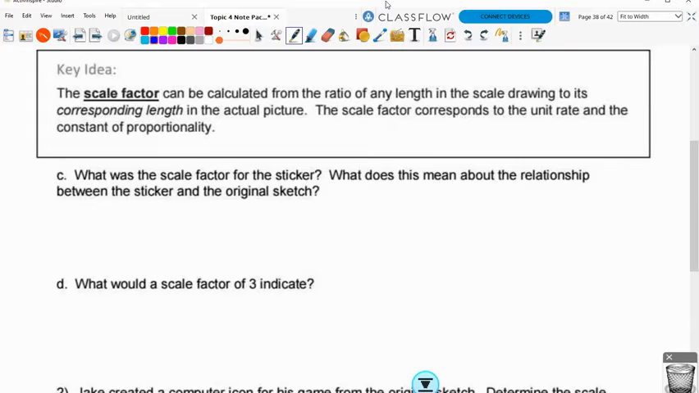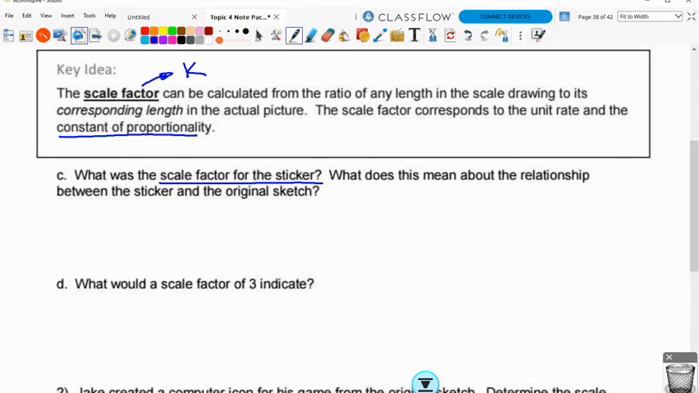So in the box, this is one big key idea that we need to learn today. The scale factor can be calculated by finding the ratio of any length on the scale drawing to its corresponding length in the actual picture. The scale factor corresponds to the unit rate and the constant of proportionality. And for the scale factor, we use the variable k, just like we do for the constant of proportionality. In a scale drawing, when you find the constant of proportionality k, you're finding the scale factor of that scale drawing. And so here in question C, it says, what was the scale factor for the sticker?